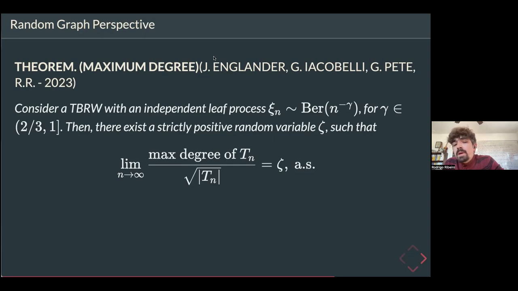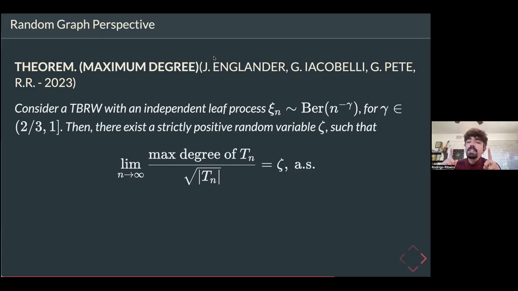Without dependence. Okay, but do you mean in the transient case or in the recurrent case? It has to be in the recurrent case to get more. Okay, so in the recurrent case, do you actually have infinite ends? Always? No, I don't know. For the case above two-thirds, yes. Between one-half and two-thirds, I don't know.